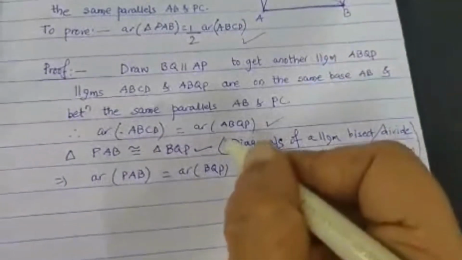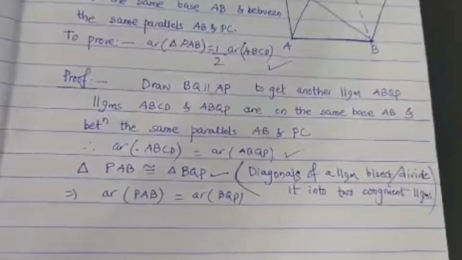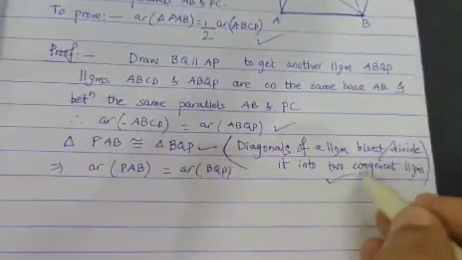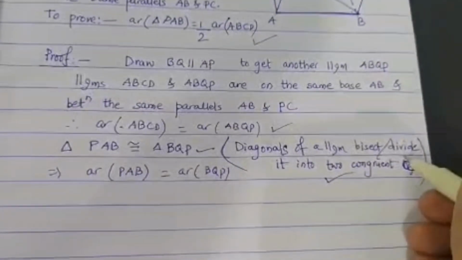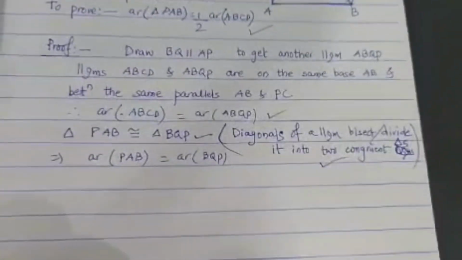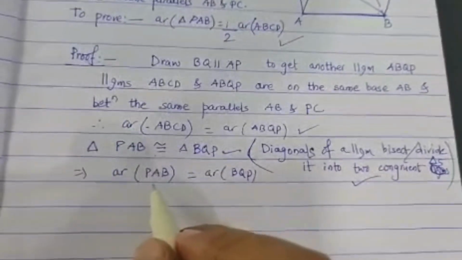If you remember, this was the first theorem we have studied in our chapter number 8. Diagonals of a parallelogram divide it into two congruent triangles. Alright, so from this theorem, these two are equal, so the areas will be equal.